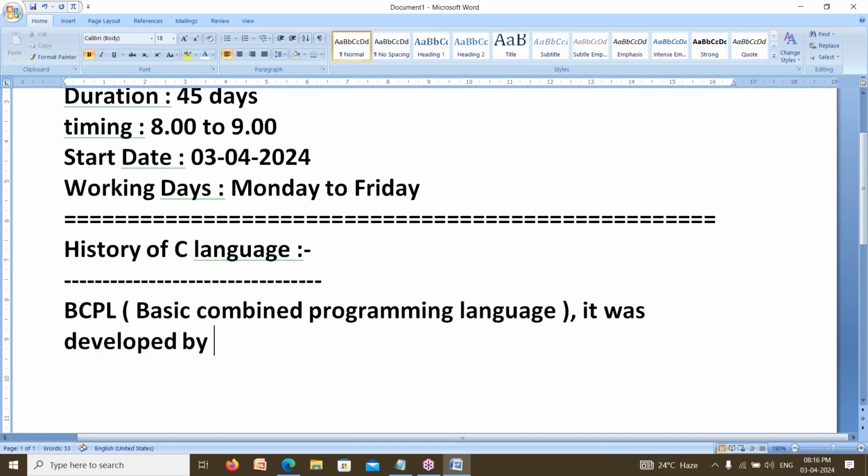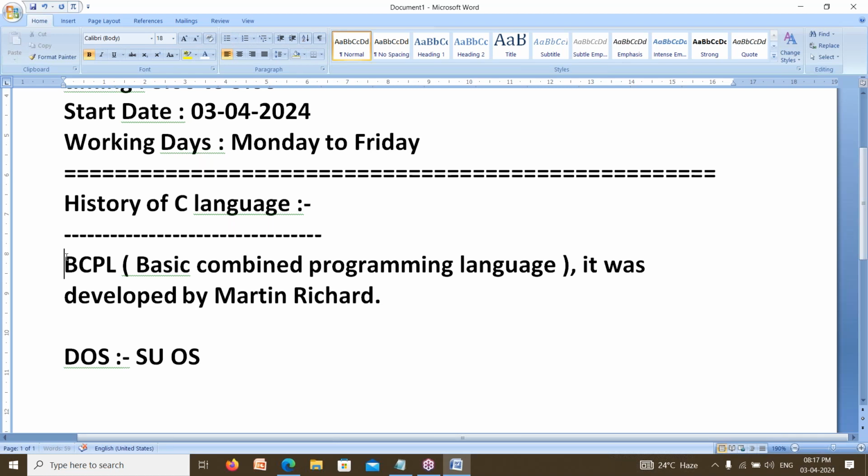It was developed by Martin Richards. He is the developer of BCPL. This language was developed in older days. At that time, they were using one operating system, that is DOS. Now we are using Windows, Linux, and Android operating systems. DOS is a single-user operating system. Single user means it supports only one person at a time. Multiple persons cannot use this operating system at a time.